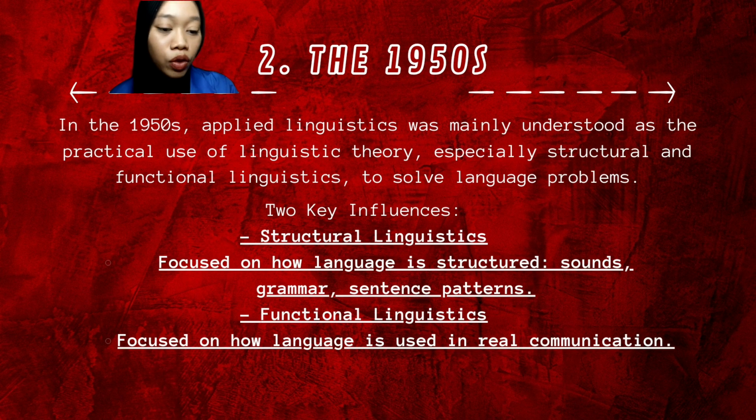Now move on to the 1950s. In the 1950s, applied linguistics was mainly understood as the practical use of linguistic theory, especially structural and functional linguistics, to solve language problems. The two key influences in the 1950s were structural linguistics, which focuses on how language is structured, its sounds, grammar, and sentence patterns, and functional linguistics, which focuses on how language is used in real-life communication.